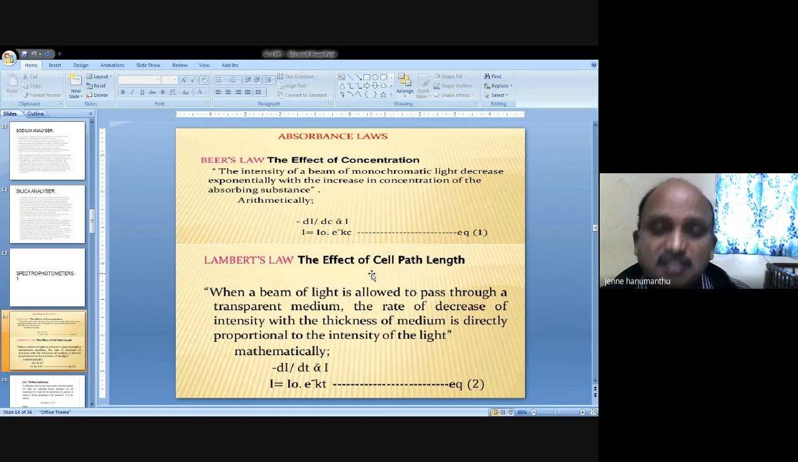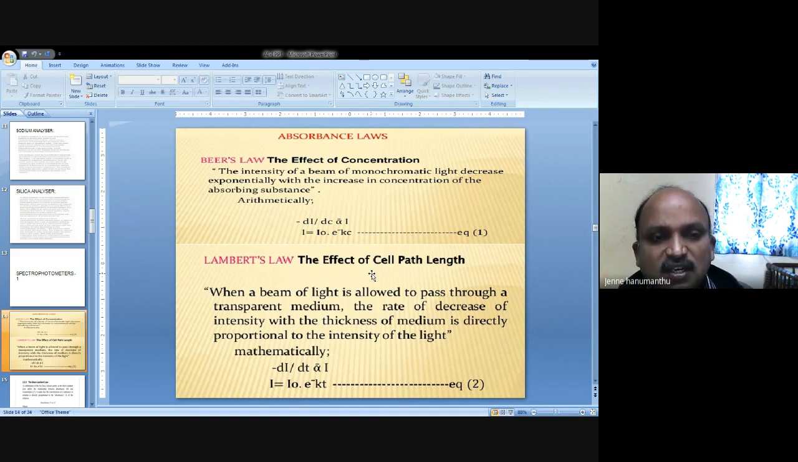Beer's law states that when light falls through a solution, which is nothing but the sample, it is absorbed. If the concentration is high, absorbance is high. If the solution concentration is high, maximum light is absorbed by the solution. If concentration is low, absorption is low. That is the meaning of it.